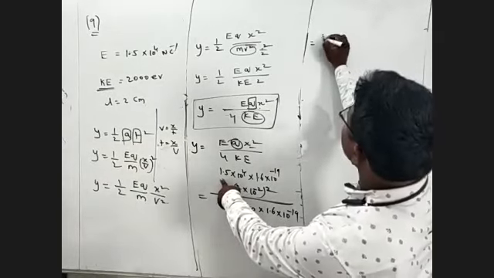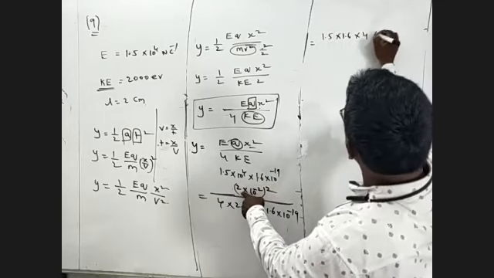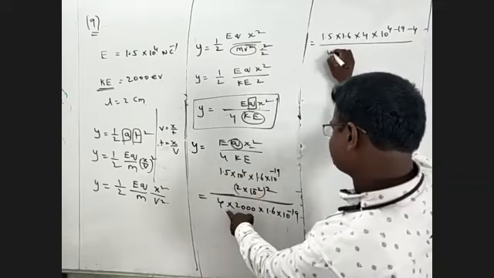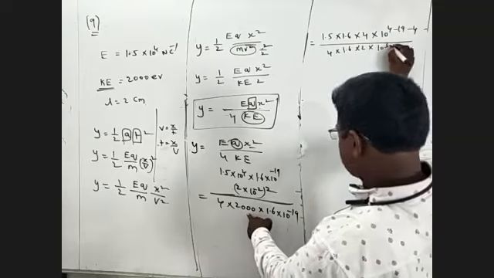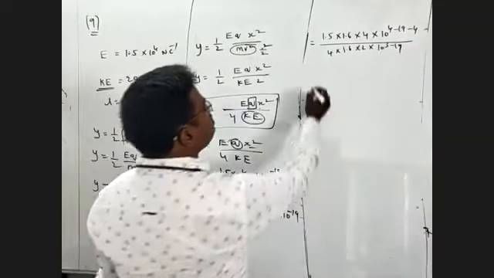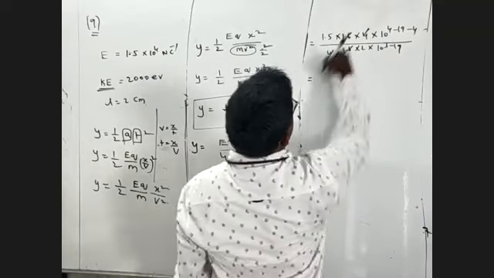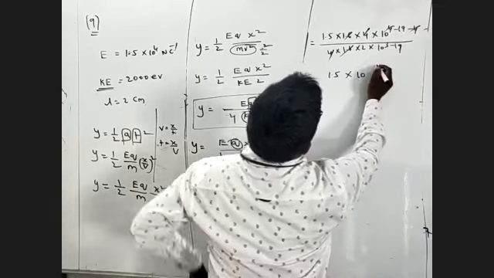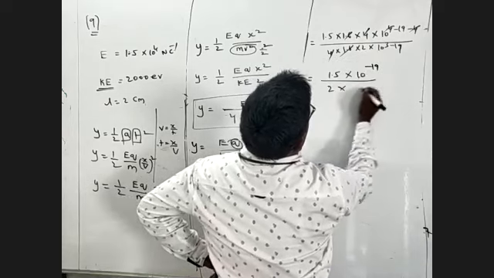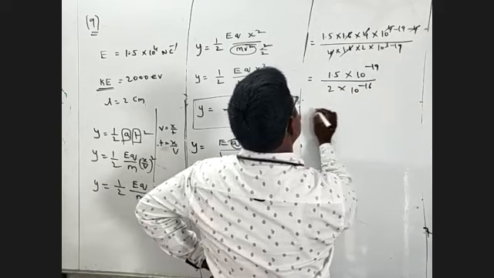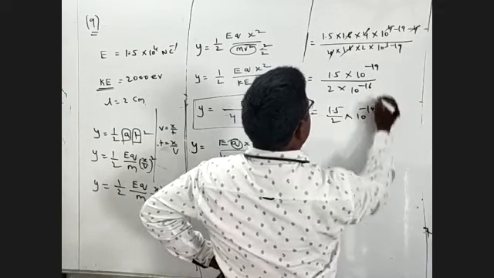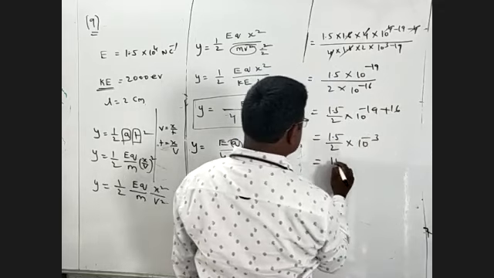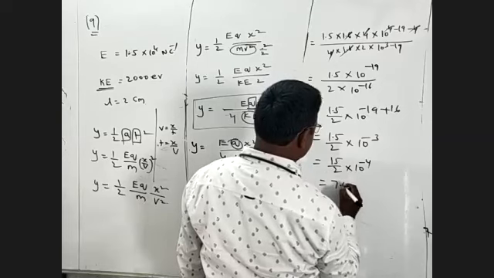So we have 1.5 into 1.6 into 10 power of 4 into 10 power of minus 19, by 4 into 1.6 into 2 into 10 power of 3 and minus 19. The 4 cancels, the 1.6 cancels, and the 10 power of 4 cancels. The minus 19 also cancels. So this is 1.5 by 2 into 10 power of minus 3 minus 3, which is 15 by 2 into 10 power of minus 4. This is 7.5 into 10 power of minus 4.